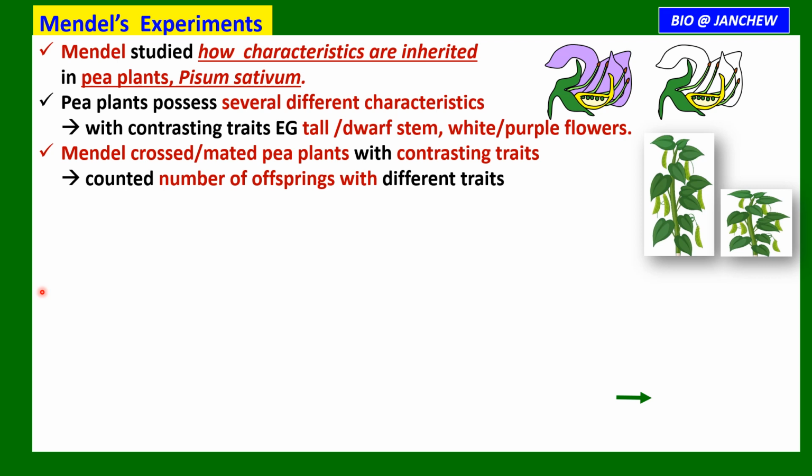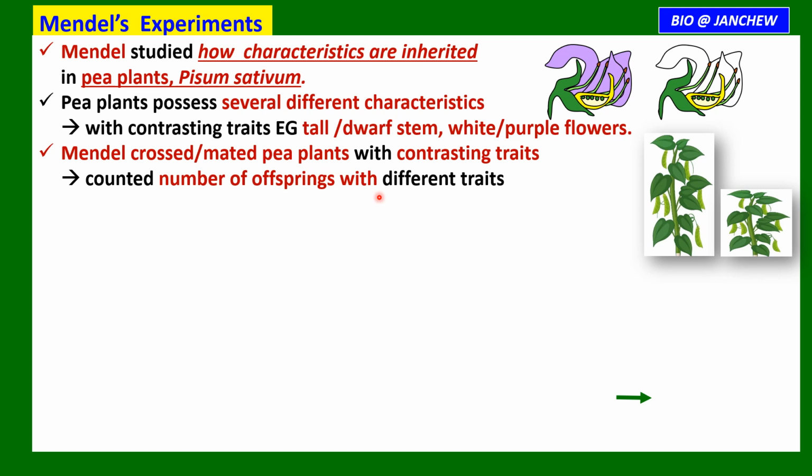So what do we mean by a cross? Okay, crossing the pea plants. It means that we take the pollen grains from one plant and put it on the stigma of another plant, so that the male gametes from the first plant will fertilize the female gametes in the second plant, which has a contrasting trait to the first plant, right? So the seeds will be formed in the ovaries in the flowers, and these seeds are the offsprings of the two plants which contributed the gametes.